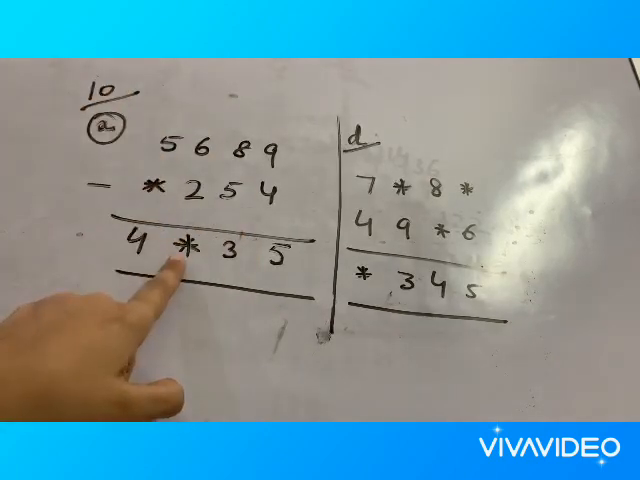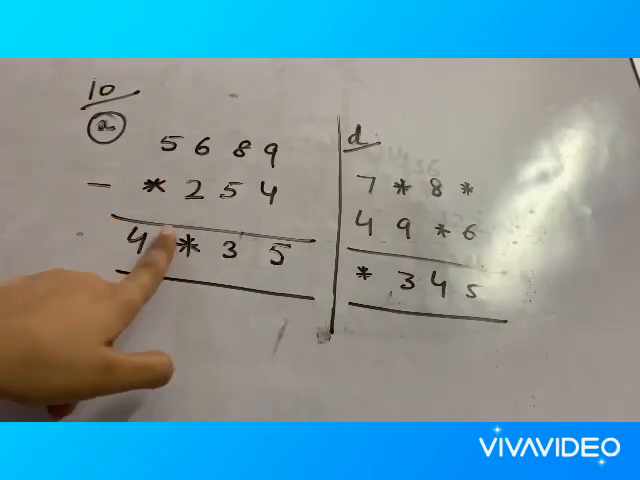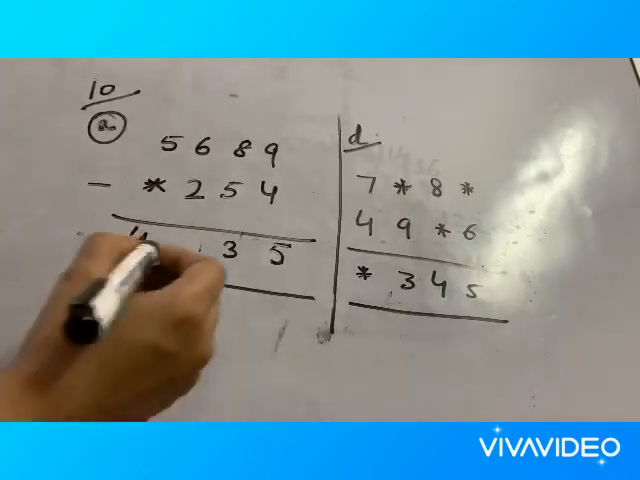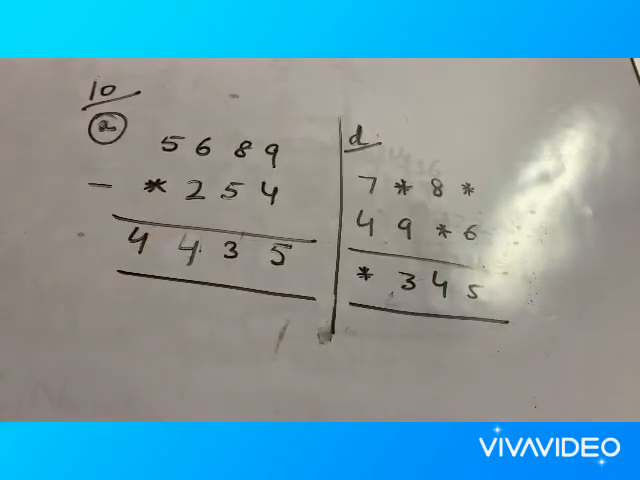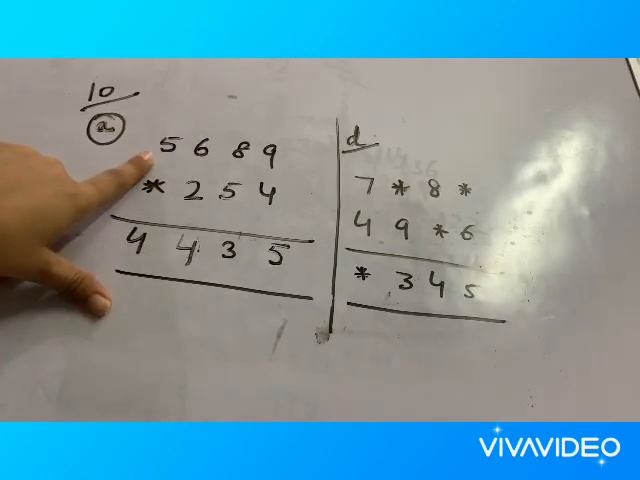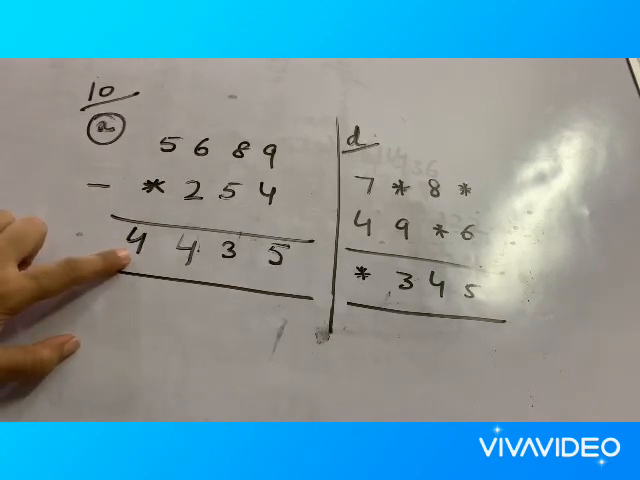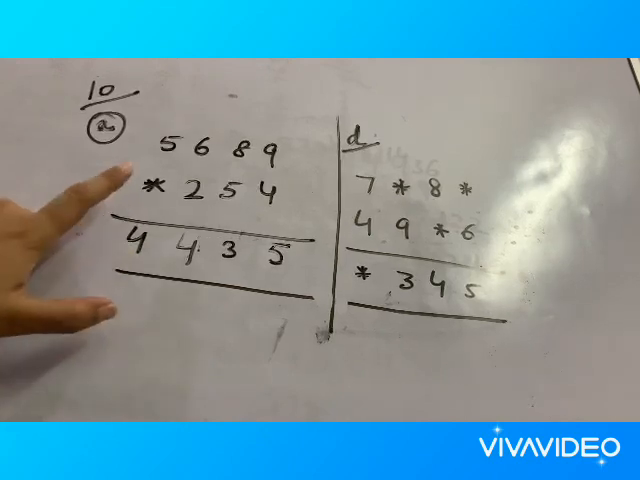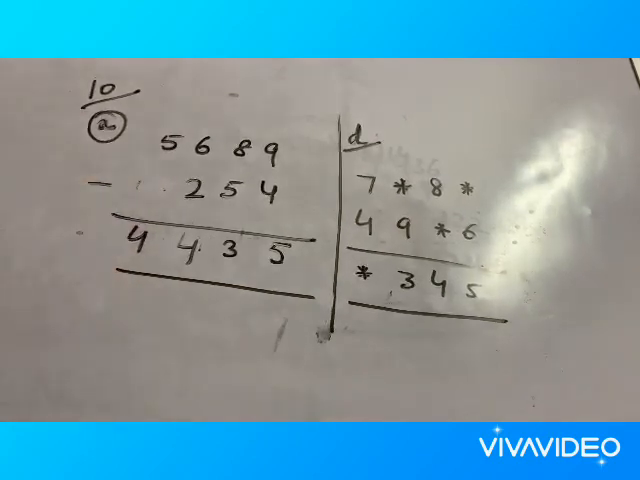Okay, now next. 6 minus 2, 4. Again, what digit do we deduct from 3? So the answer will be 4. Then it's 1.